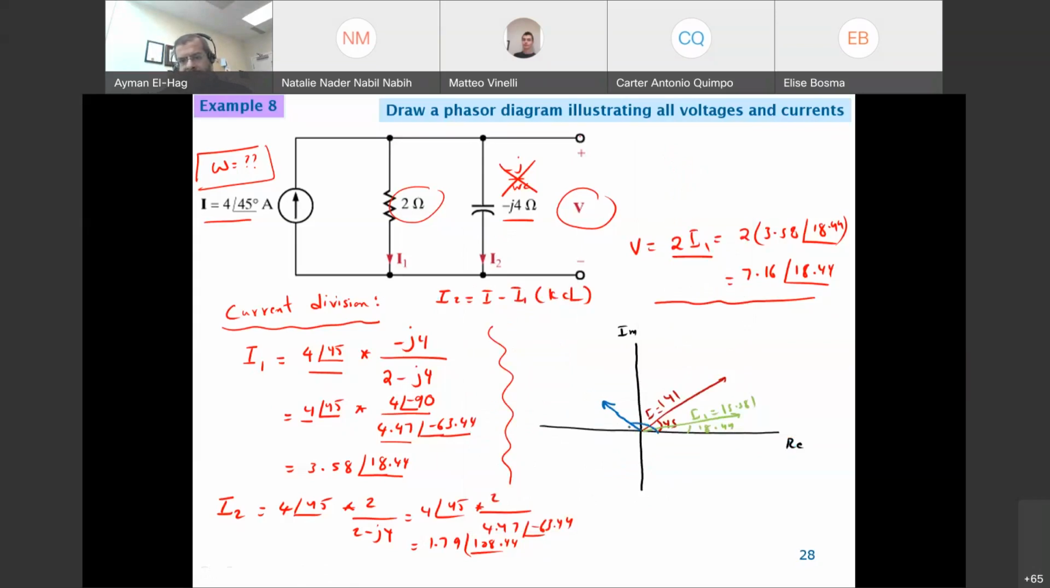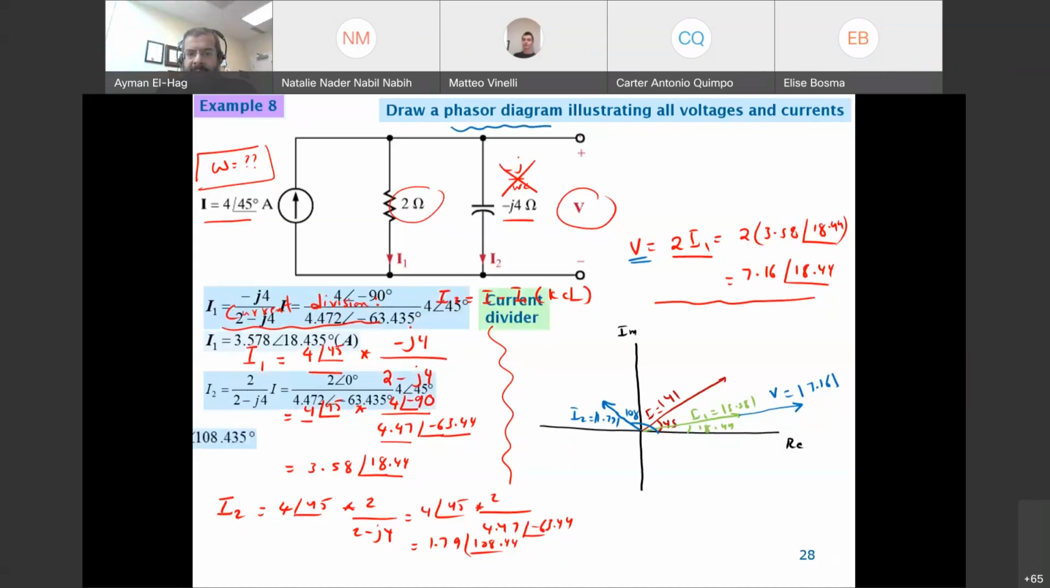So the angle here is 108. And this is your I2 with a magnitude of 1.79. As you can see, it's just relatively speaking. Now your V is basically in the same direction as I2, but double the size. So we just extend this. So this is the same angle. This is your V with a magnitude of 7.16. So with this, we constructed what we call the phasor diagram, which is the vectors basically, because as I said, now we are dealing with vectors.